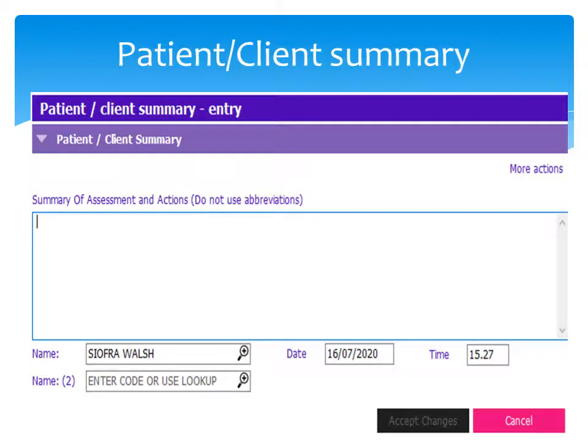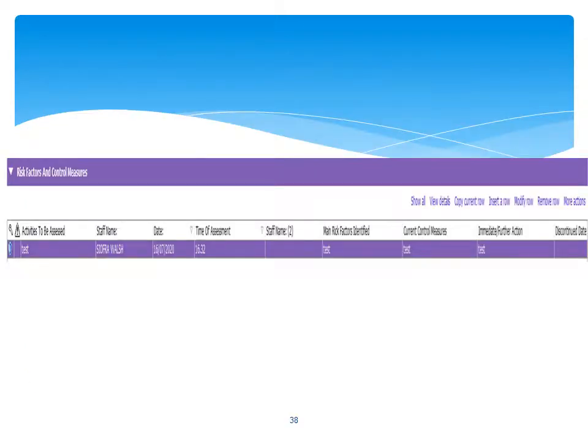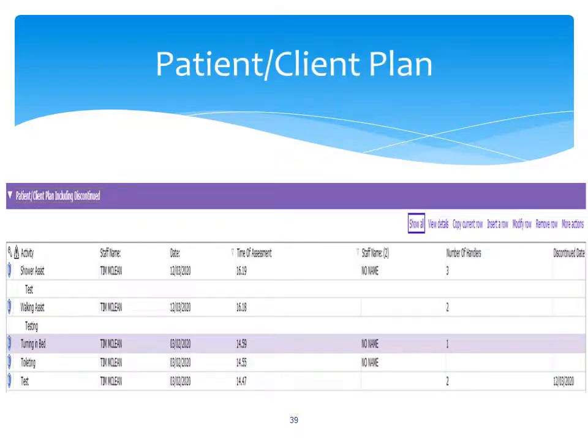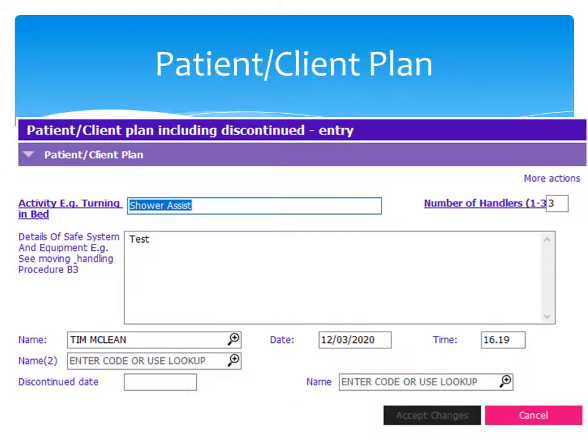Under Patient Plan, open each task that needs changed and adjust information as required, including correct staff name. Discontinue previous activities by completing discontinue date. Click Save. To view previous activities, click on Show All. This page shows all the activities that can be adjusted. This shows the patient-client plan.